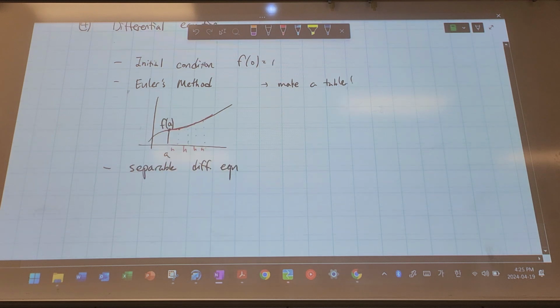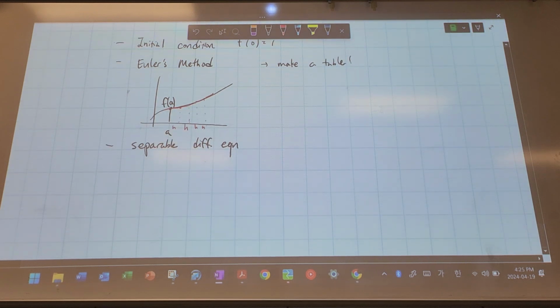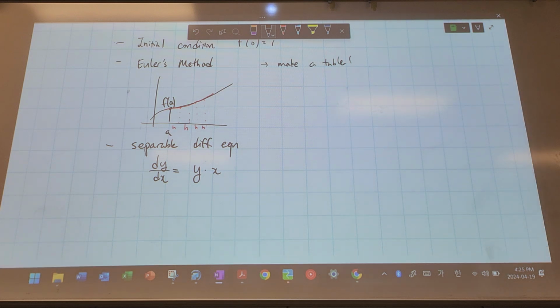What we mean by the separable differential equation is that whatever expression you have, let's say dy over dx is equal to, let's say dy over dx is like y times x. So it's separable because we can divide some sides. I can do some maneuvers.